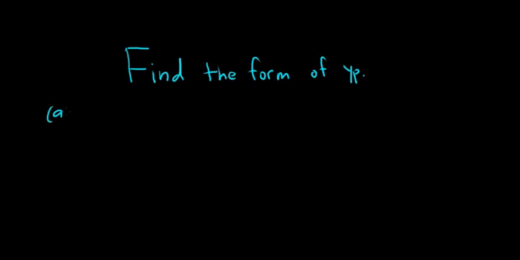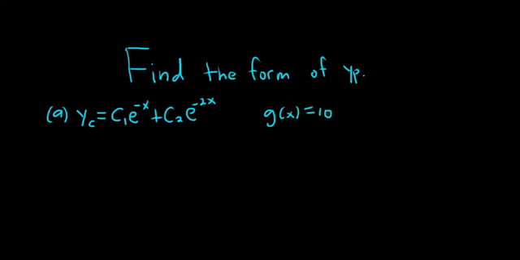So A. We're given the complementary function, which is the solution to the homogeneous differential equation, say c1e to the negative x plus c2e to the negative 2x. And then we're given the right-hand side of the DE, which I'll call g of x. So g of x is equal to 10. This is the right-hand side of your DE, what you'll see on the right-hand side. The question is to find the form of yp.